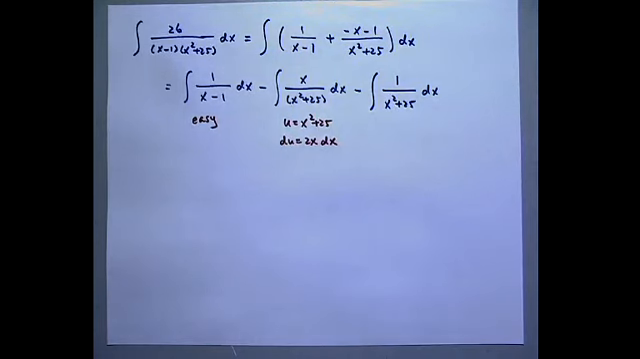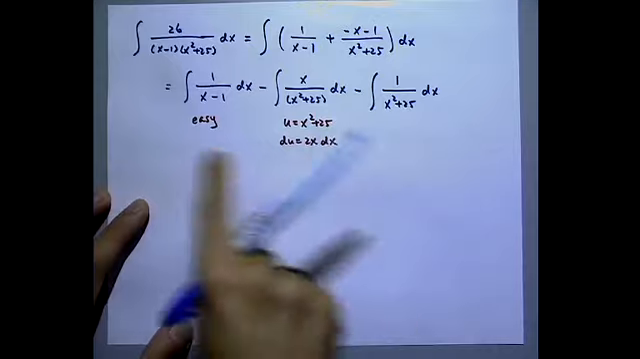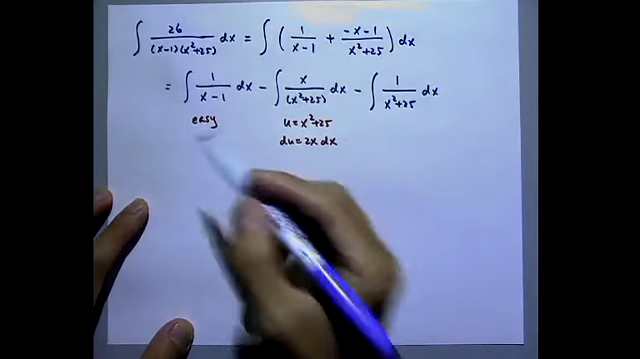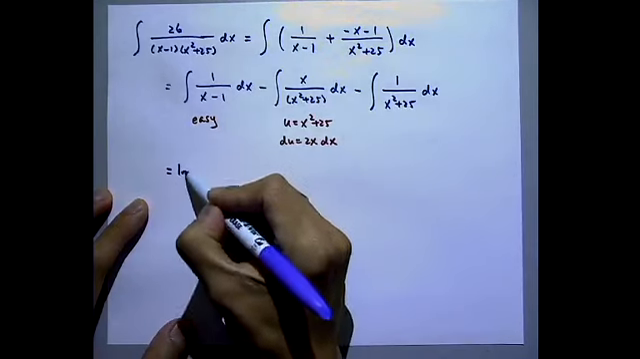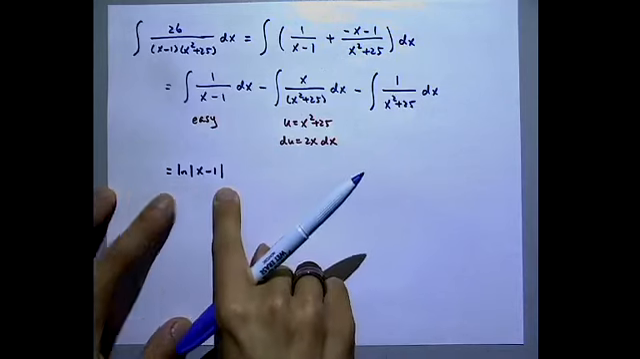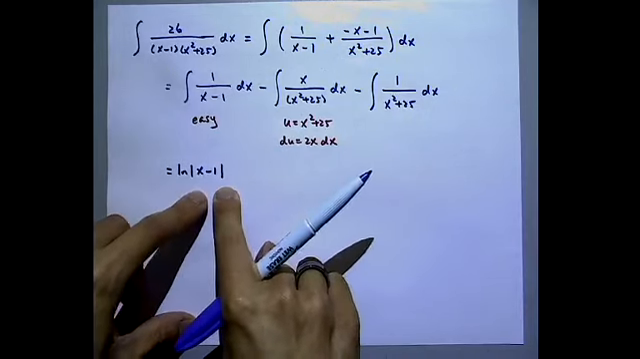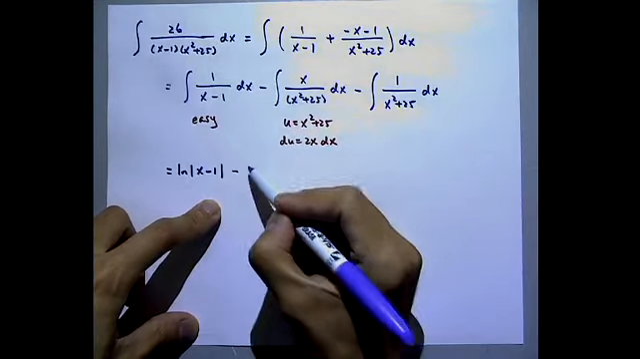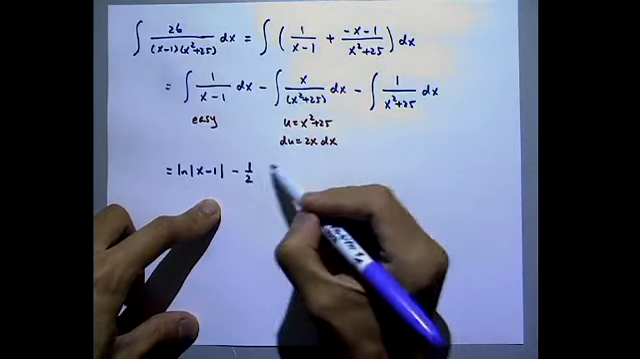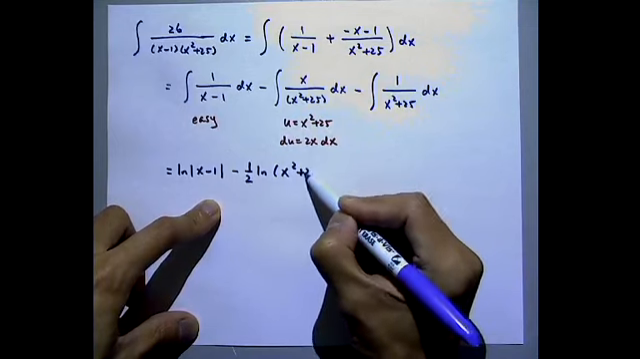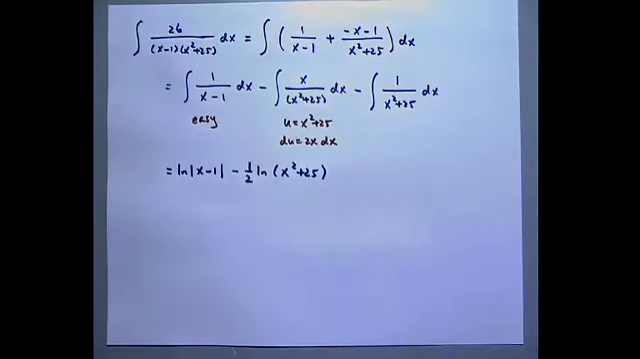The last one is the tricky one. So let's go ahead and integrate the first two, and then we'll come back to the last one. So the first one gives me natural log of x minus 1. The second one, you can verify this for yourself, turns out to be minus 1/2 natural log of x squared plus 25.